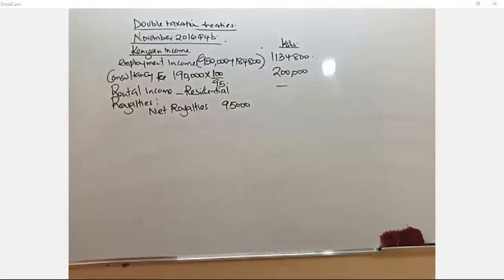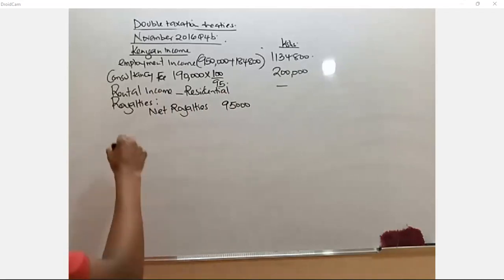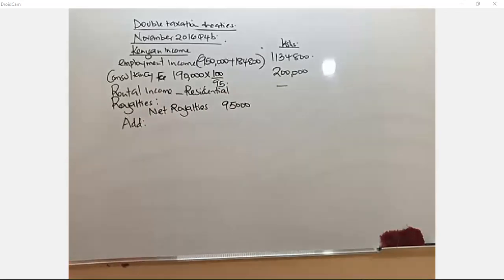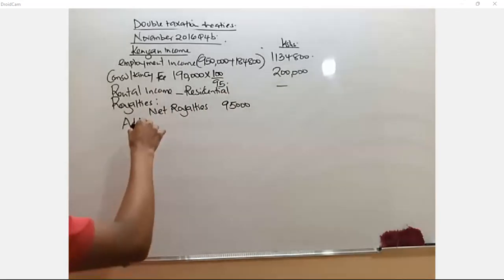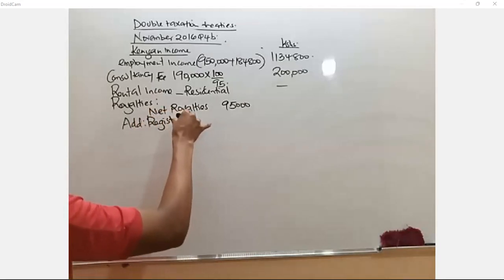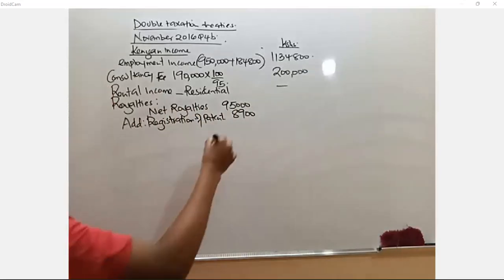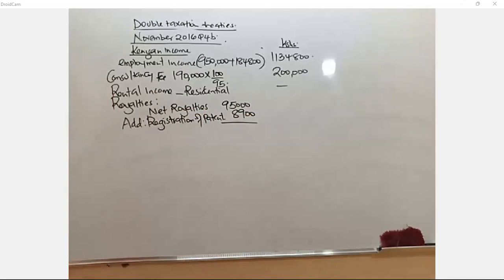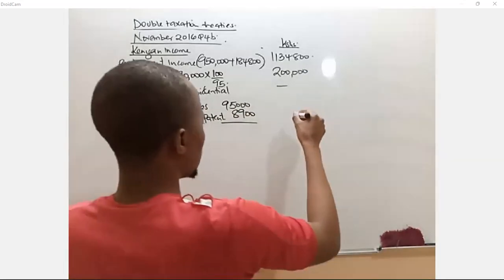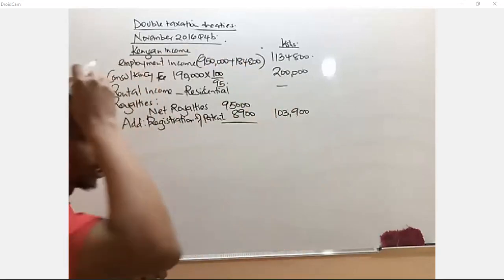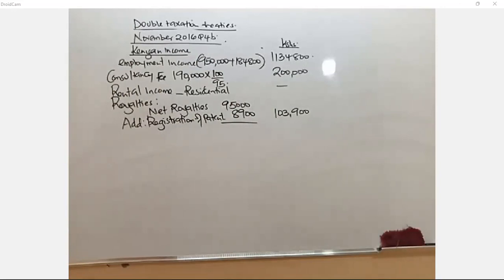The statement continues and says expenses relating to patent rights were registration of a patent of 8,900 and operating expenses of 18,000. What we know to be a disallowable expense is the registration of patents, of around 8,900. The other operating expense is an allowable expense, and therefore we are not going to be adding it back. So we are going to be taking 95,000 plus 8,900, getting 103,900.